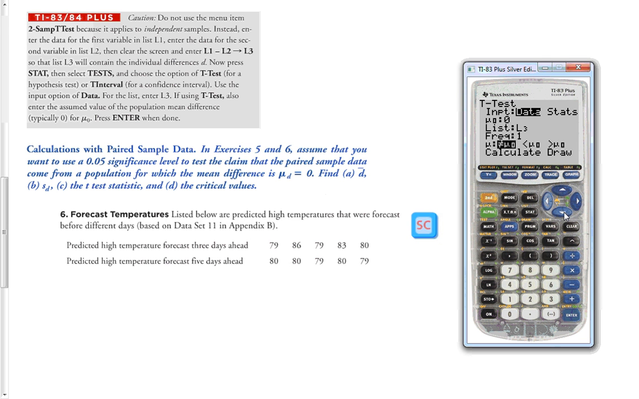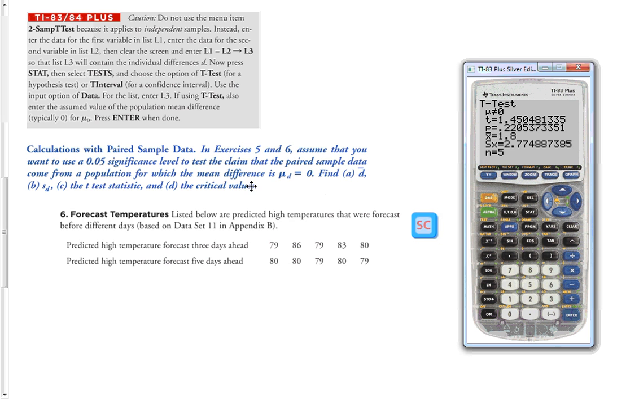Since the null hypothesis is that mu d is equal to 0, the alternative is that mu d is different than 0, or mu d is not equal to 0. So I'm going to keep that highlighted. Then I just go down to calculate and hit calculate.